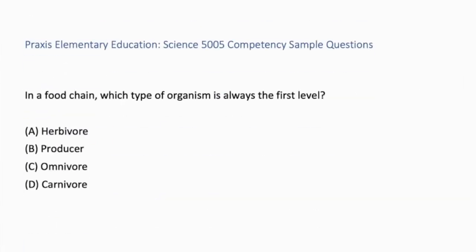In a food chain, which type of organism is always the first level? A. Herbivore, B. Producer, C. Omnivore, or D. Carnivore. A. Herbivores, they eat producers, but not the first level. C. Omnivores, they eat both plants and animals, not the base. D. Carnivores, they eat animals higher up in the food chain. The correct answer is B. Producer. Producers make energy via photosynthesis.